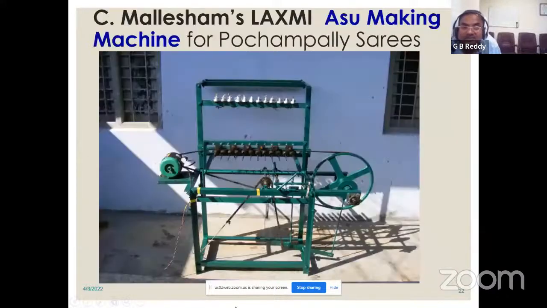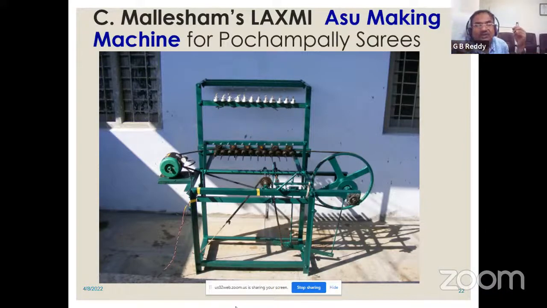This is another important aspect. Another very important development nearer to our home, Telangana, Andhra Pradesh, Nalgonda, whatever it is. Here, Chintakindi Mallesham, the movie also came. Priyadarshi played the role of Mallesham. In fact, he came out with a machine called Asu making machine. He called it Lakshmi Asu making machine because Lakshmi is the name of his mother. With this machine, weaving becomes very easy. One need not personally move the hand.